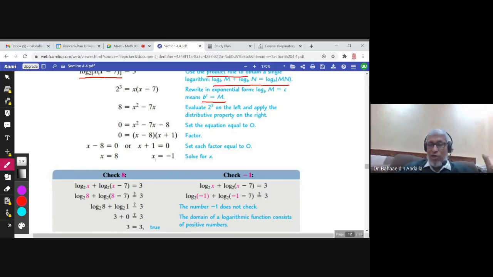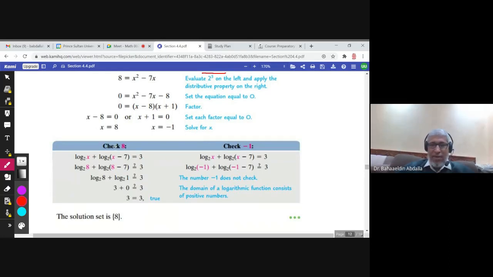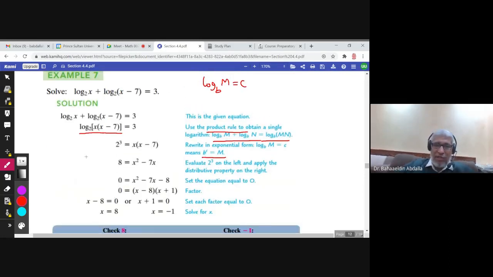These are proposed solutions. We need to check. Let us check 8. Okay, so go to the original equation. This is the original equation, and we replace x by 8. Of course, by looking at the equation, you understand that -1 is not accepted. Why is -1 not accepted? Because it will make the first log impossible. Log of -1 to the base 2 is not defined. I cannot find log of -1. So -1 is not accepted in this case.